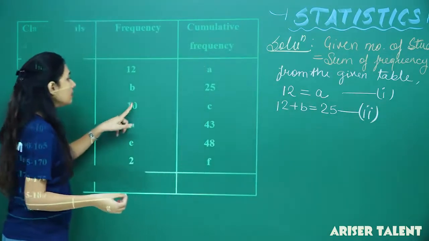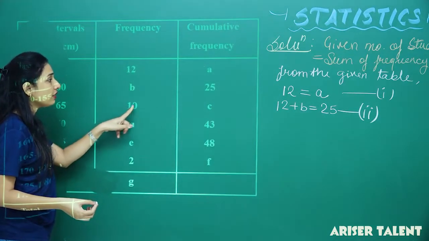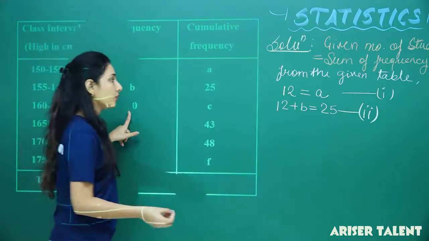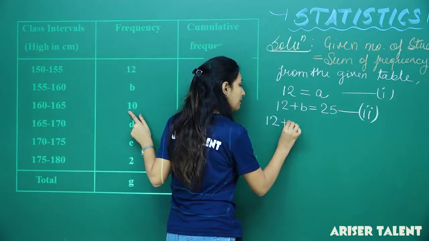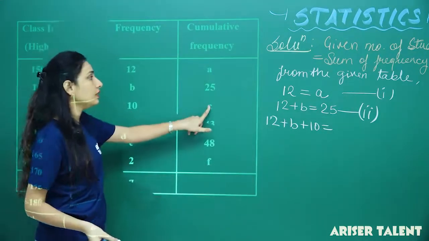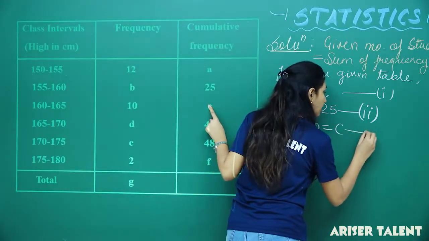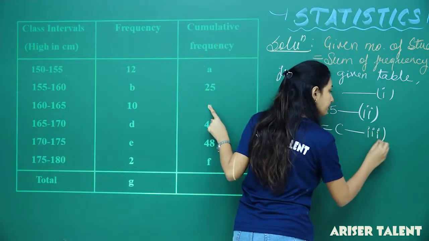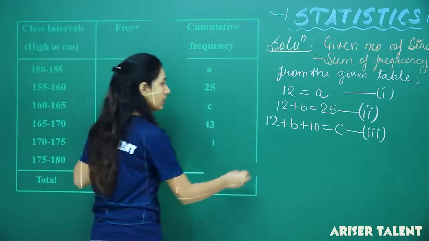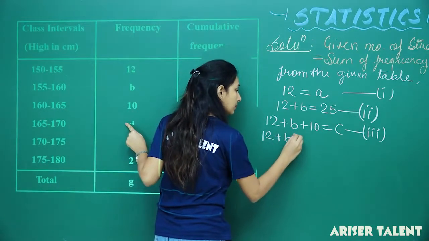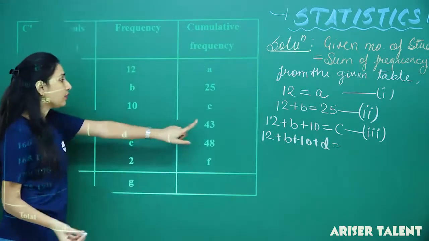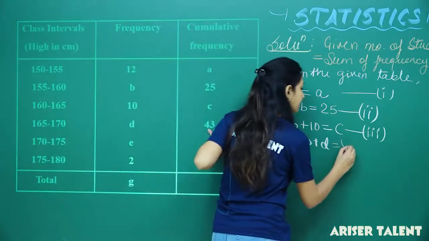Now, I will go with this. The frequency till there will be the cumulative frequency here. So that is 12 plus B plus 10. Okay, so 12 plus B plus 10 will be equal to what? C. Okay, getting it? Now, here I will have this plus D also, 12 plus B plus 10 plus D, and that will be equal to 43 here, right.